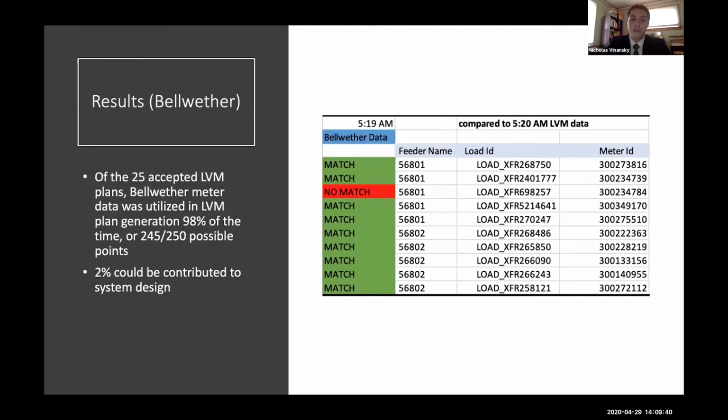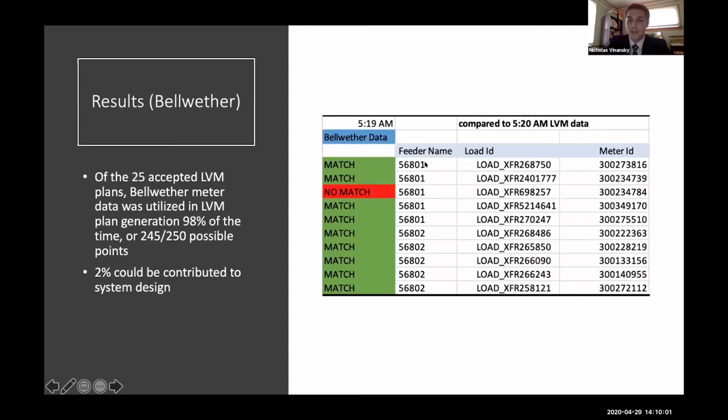So of the 25 accepted LVM plans, I determined that 98% of the time, the bellwether data was considered in the LVM plan generation process. And the way I did this was I matched the load IDs and meter IDs shown here. So this is an example of what the bellwether data would look like.